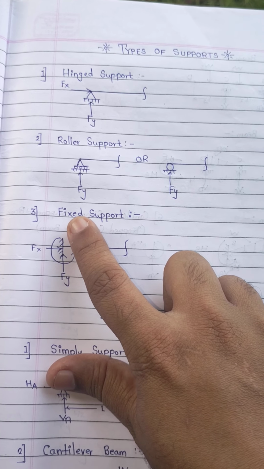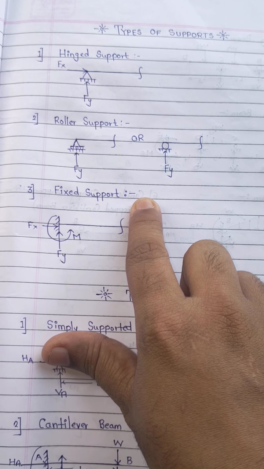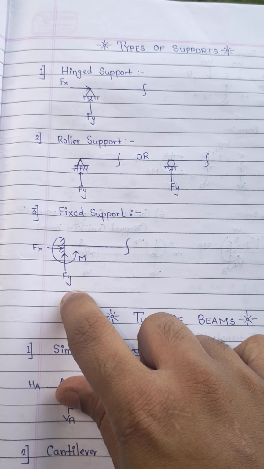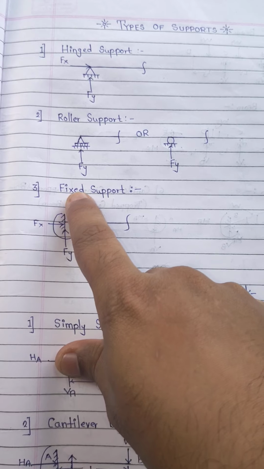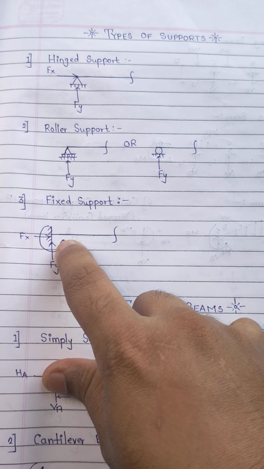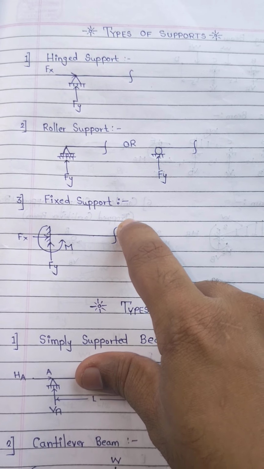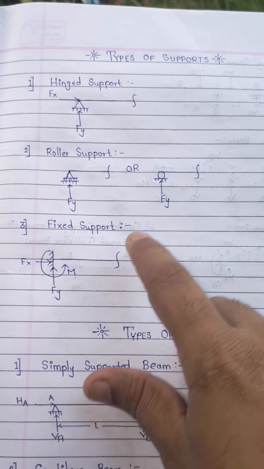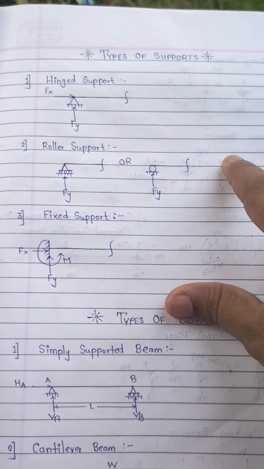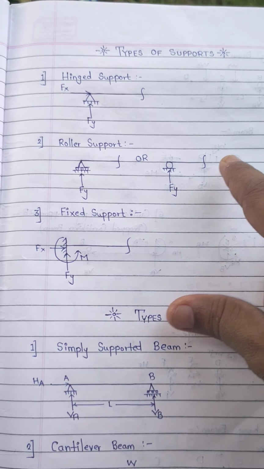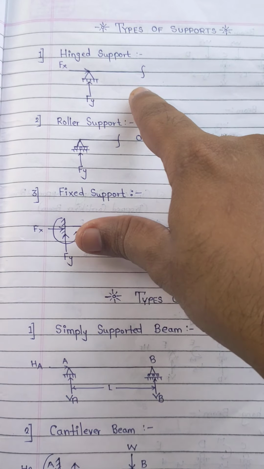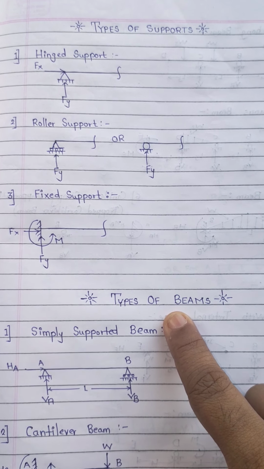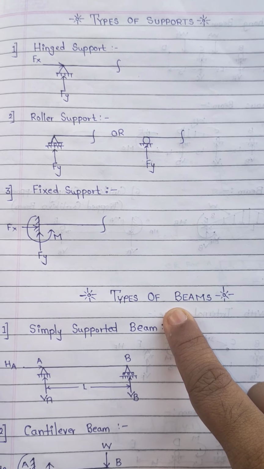Now there is one more support which is called fixed support. In fixed support you have three unknowns, that is vertical, horizontal and a couple, or you can call it a moment. Now these are the three main types of supports which you have to study. Students, in this video, firstly I have mentioned types of supports, then I'll be explaining types of beams, and then we will discuss types of loadings.